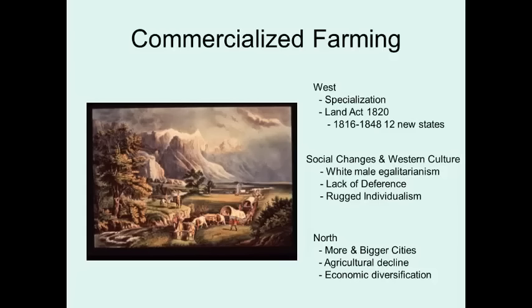So we begin to see commercialized agriculture, and regions begin to specialize in specific crops such as wheat and corn, tobacco, cotton. This is all helped along by something called the Land Act of 1820. The Land Act of 1820 promoted settlement west of the Appalachian Mountains by setting affordable prices for plots of land.